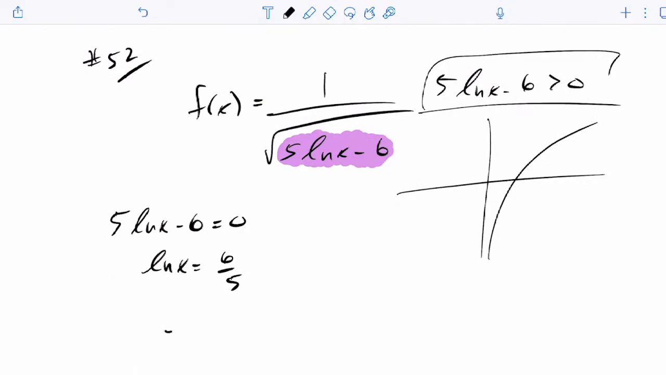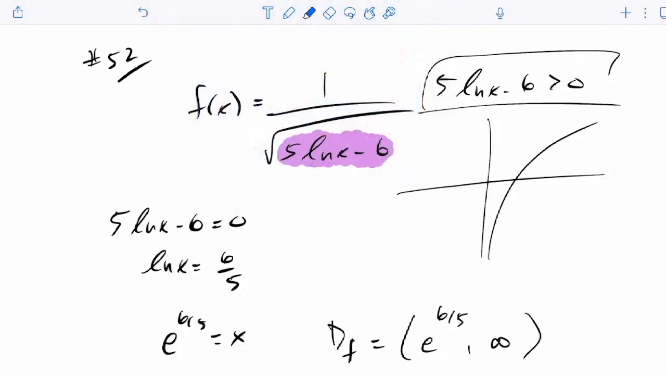So this will be what? e to the 6/5 is x. Right? That's where that would happen. So the domain of this function is going to be e to the 6/5 to infinity, with an open bracket, because at that value it's equal to 0, and then after that it would be defined.